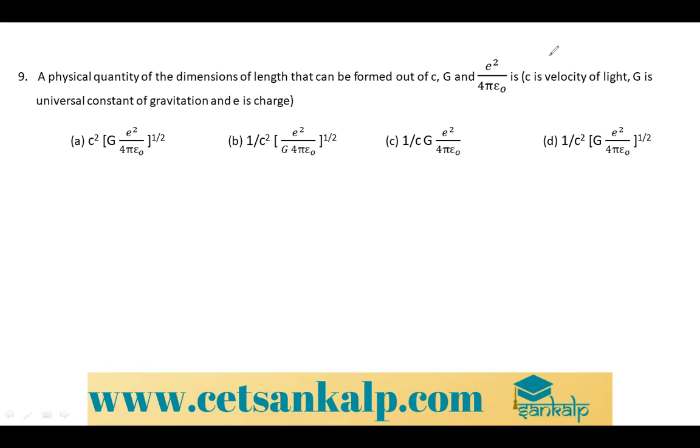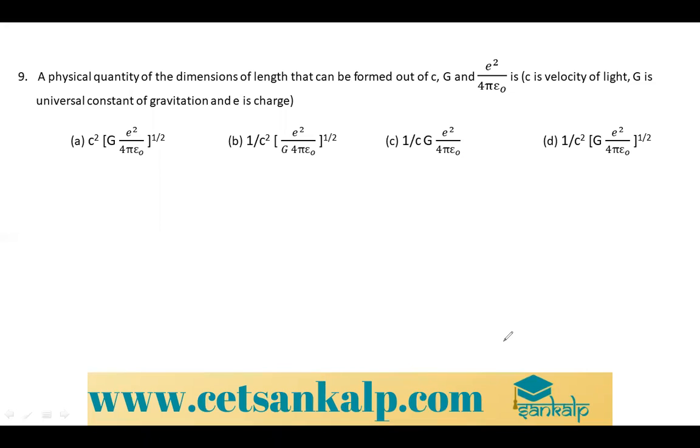Okay, fine. So we'll see the first problem: a physical quantity of measurement of length that can be formed out of c, where c is the speed of light, G the gravitational constant, then e square divided by 4 pi epsilon naught, where e is the charge. Okay, so now we'll see one by one.